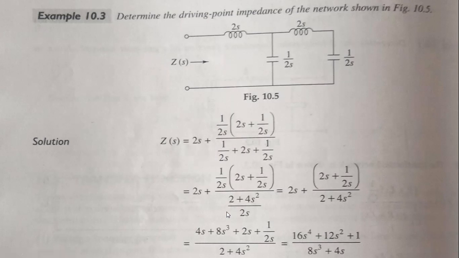In this way we can simplify this numerical by multiplying. You can get the standard formula, that is nothing but 4s plus 8s cube plus 2s plus 1 by 2s divided by 2 plus 4s square. Still, do it in the proper way. That is nothing but 16s raised to 4 plus 12s square plus 1 divided by 8s cube plus 4s. In the end, there is no provision to simplify that further. So that is the end of the transfer function.